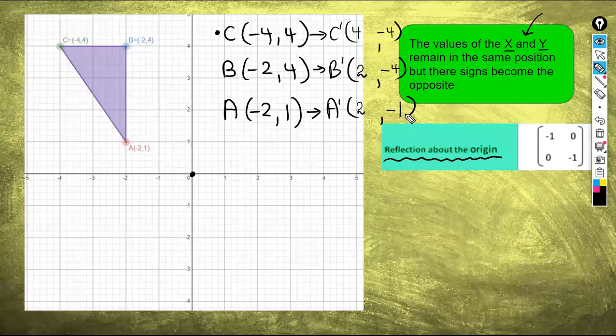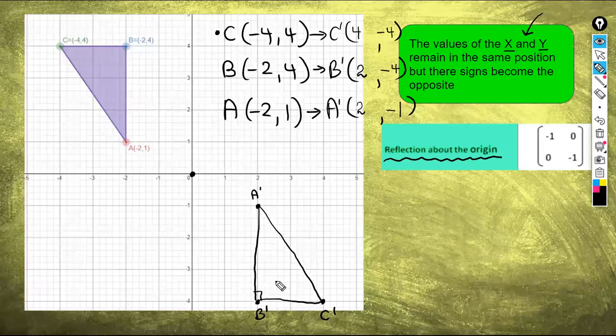How many people got all three correct? Let me plot these points. A is (2, -1). This is point A, sorry, A prime. B prime is (2, -4). One second. Right, (2, -4), that's B prime. And C prime is (4, -4), quite down here. So this is how your reflection will look through the origin.